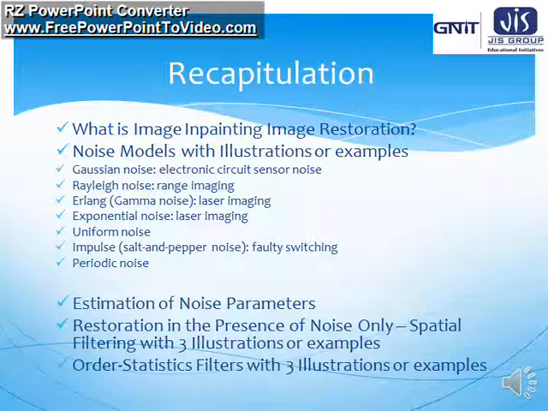Then we have gone through the estimation of different noise parameters, and how we have calculated them has been shown. Then we have studied restoration in the presence of noise only, in spatial filtering, with 3 examples or illustrations. And at the end we have studied the order statistic filters with 3 illustrations or examples. So these were all the topics which we have covered in the class.